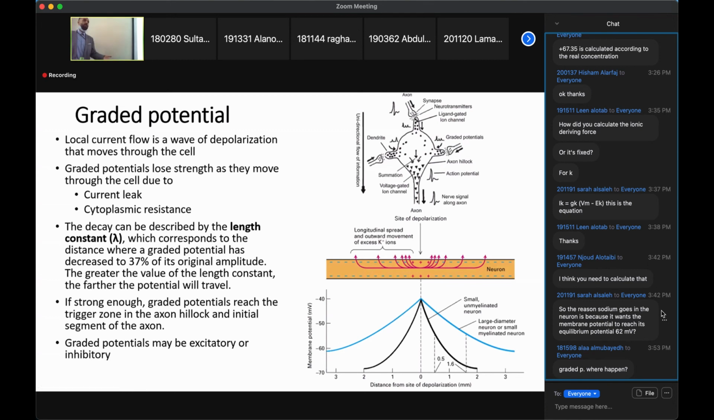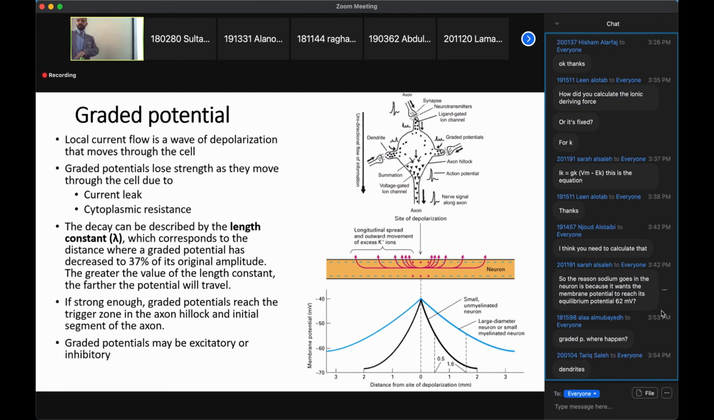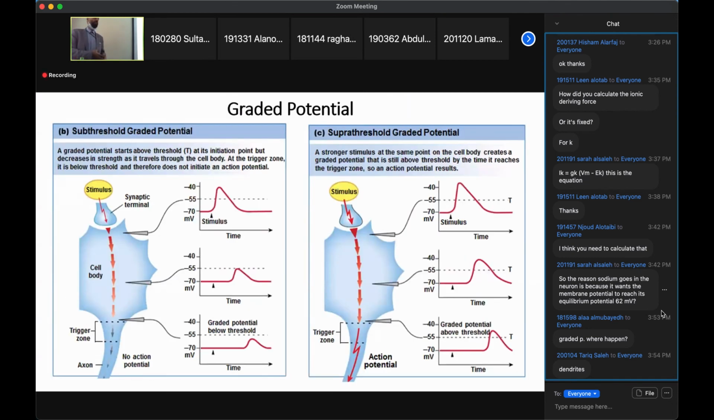Okay? Is this clear? Doctor? Yes. The length constant is the amplitude? Yes, amplitude. So the length constant represents the distance where a graded potential has decreased to 37% of its original amplitude, okay? So if the graded potential was strong enough and brought the membrane to threshold at the axon hillock, it will result in an action potential. If it doesn't, then it wouldn't. And so graded potential can be either excitatory or inhibitory, as we will see in the upcoming lectures.